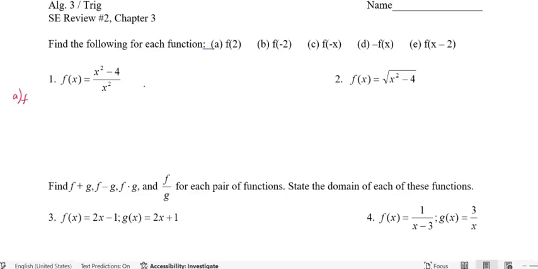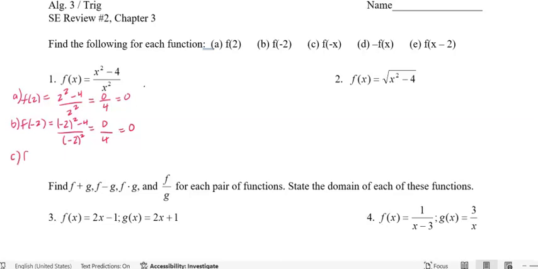So for letter A, when we do f of 2, we do 2 squared minus 4 over 2 squared. And the numerator, of course, is 0 divided by 4. So the answer for 1A is 0. All right, for number B, f of negative 2, we do negative 2 squared minus 4 over negative 2 squared. And this is 4 minus 4, which is 0, over 4. And the answer there, again, is going to be 0.